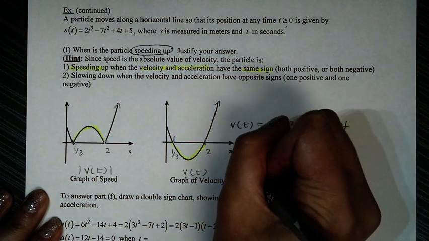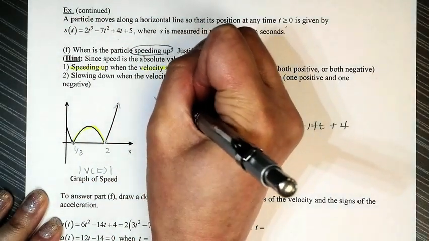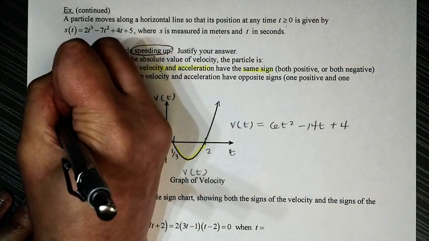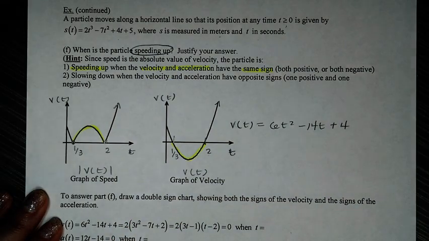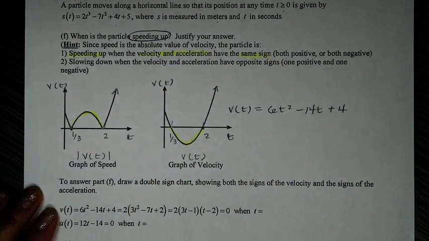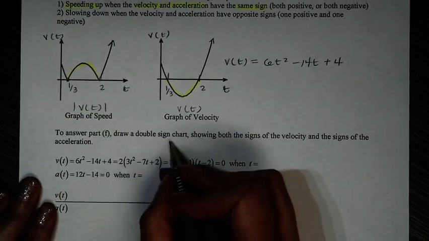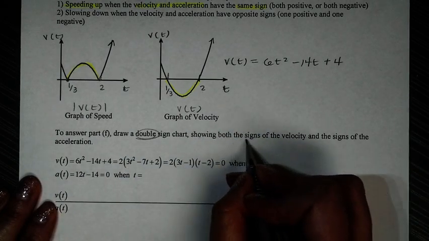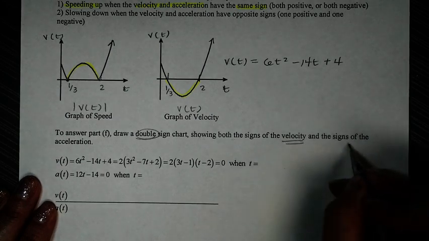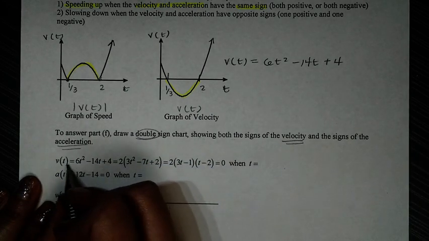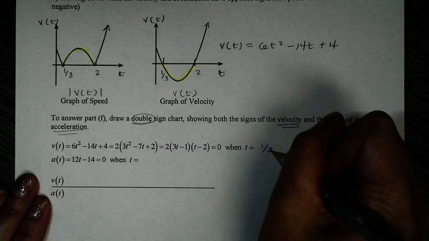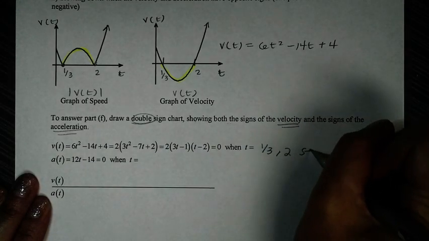This is your t, this is velocity, and this is going to be your t, and this is going to be, technically speaking, velocity, right? So that's what we have. So to answer part F, we're going to draw a double sign chart. Please note that it's double, showing the signs of both velocity and acceleration. So we already know that for velocity, we already factored this out, and we found that t was equal to 1/3 and 2 seconds.